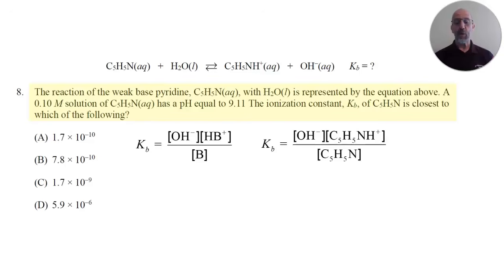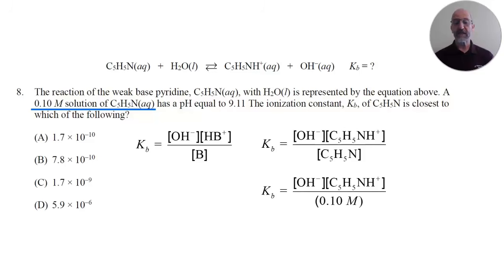C5H5NH+. All right, now what do we know in terms of plugging in numbers into this expression so we can answer question 8? Well, we are told that there is a 0.10 molar solution of pyridine, so I will put 0.10 molar on the denominator of this expression. And now for the numerator, I would love to know the concentration of the hydroxide ion.